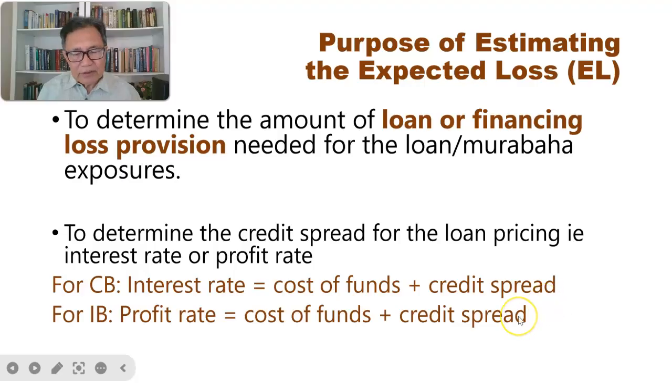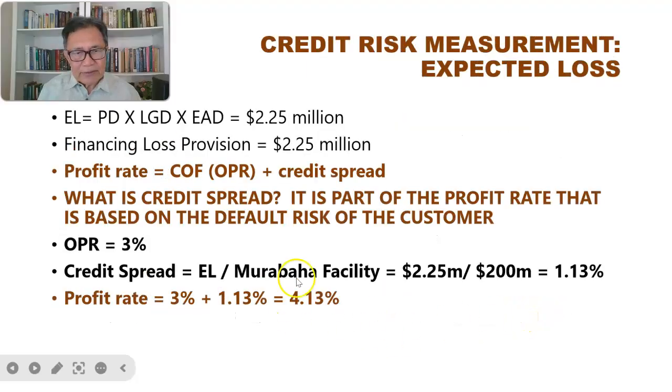So what is the credit spread? The credit spread is the part of the profit rate or interest rate that is based on the default risk of the customer or the default risk of the borrowing party.